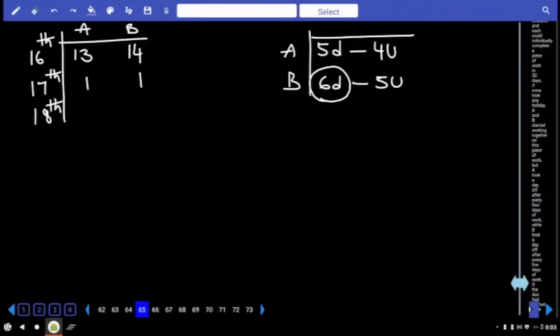Now it is the 18th day. Is A on leave or working? Working. B is on leave. So on the 18th day 1 unit of work is done, and B on leave does 0. How much is the total work done? 30. Work is completed. On which day? 18th August. A will be on leave on every 5th day, 10th day, 15th day, 20th day. B will be on leave on the 6th, 12th, 18th, 24th, every multiple of 6.